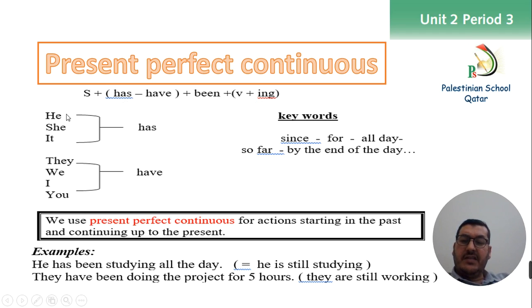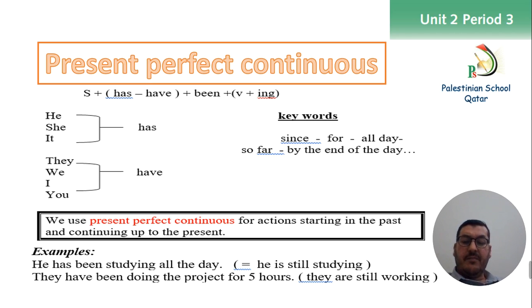For example, he, she, it, we put has. They, we, you, and I, we put have. And the keywords are since, for, all day, so far, by the end of the day. We use the present perfect continuous for actions starting in the past and continuing up to the present. Something happened in the past and continues until the present. When I speak the sentence, the action is still going on.